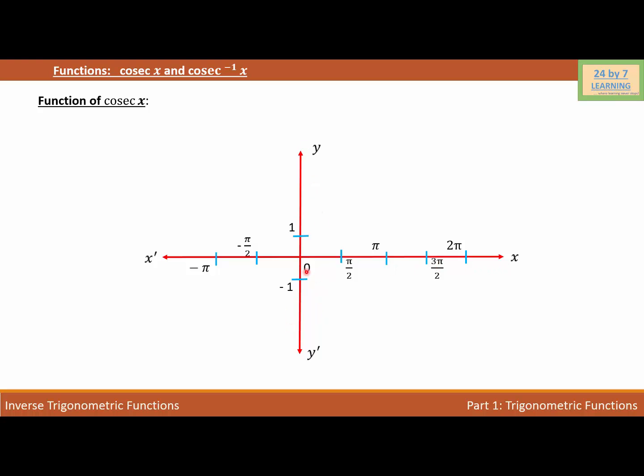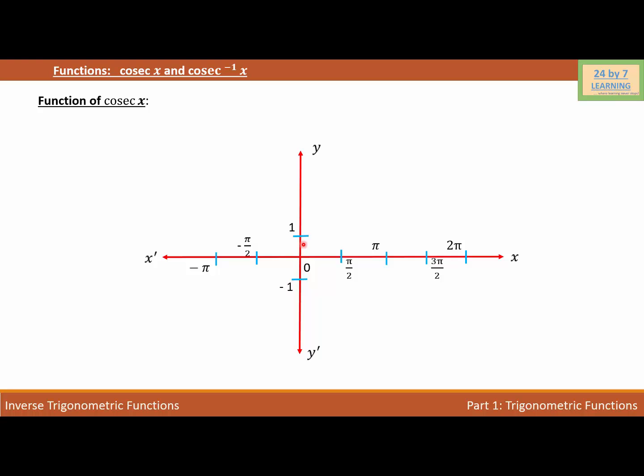The values that I'm considering on the right of origin are pi over 2, pi, 3 pi over 2, and 2 pi. And the values that I'm considering on the x-axis on the left of origin are negative pi over 2 and negative pi. I'm considering two values on the y-axis, that is negative 1 and 1.